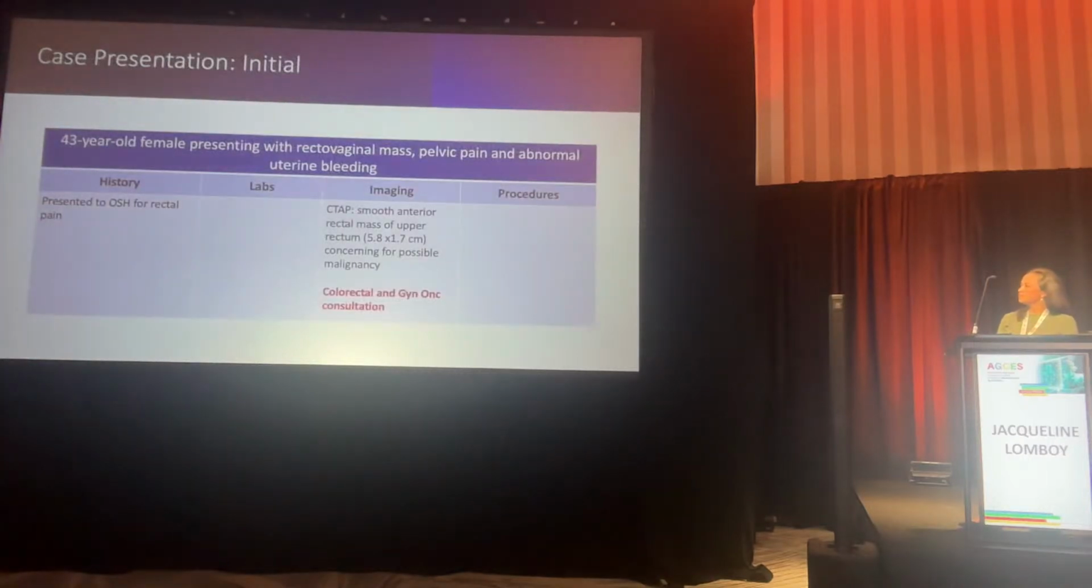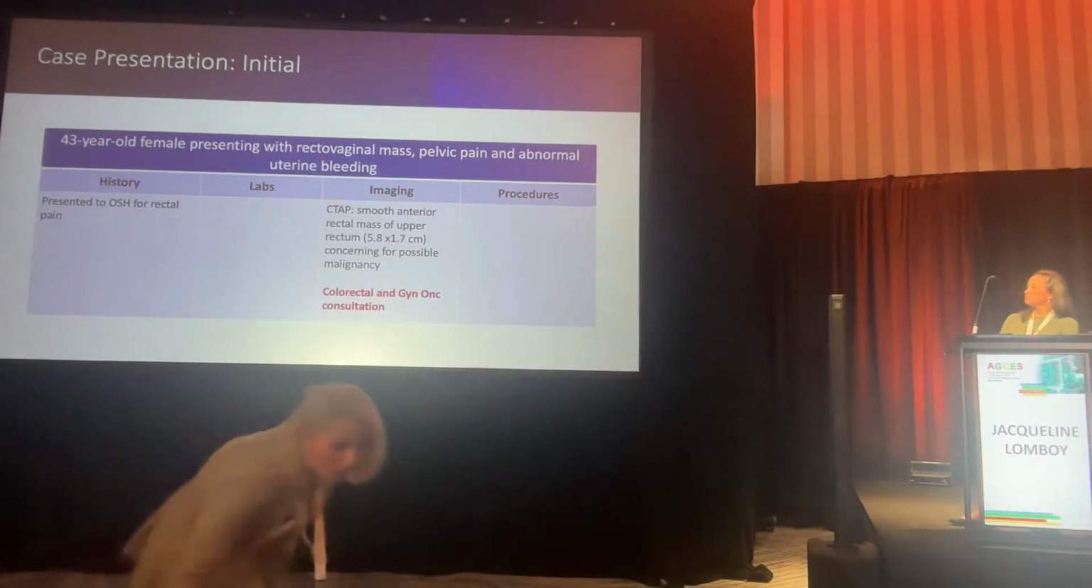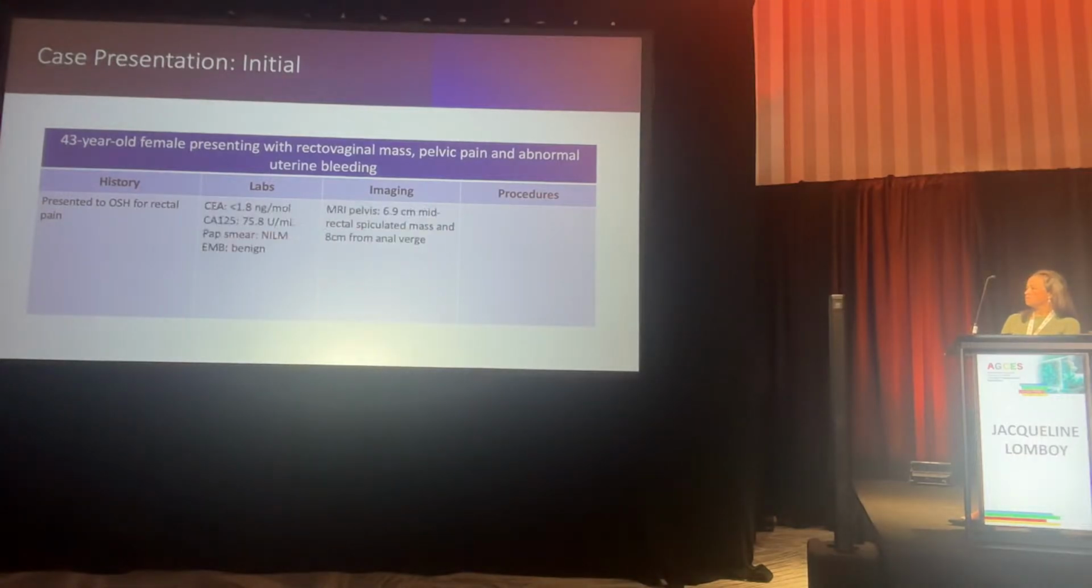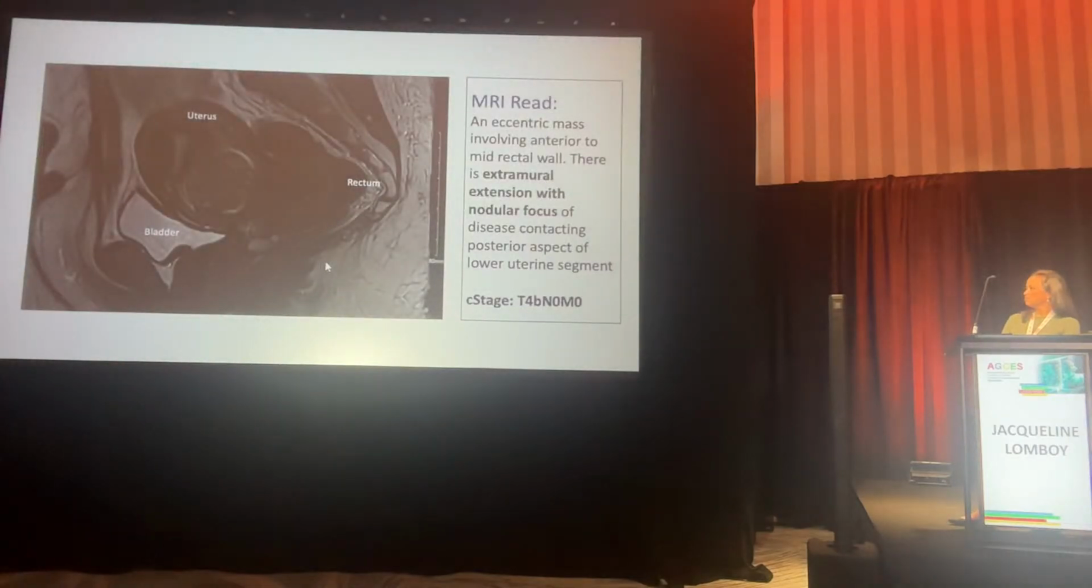This case involves a 43-year-old female who initially presented to an outside hospital with rectal pain. She was found to have a 5-centimeter rectal and uterine mass on imaging concerning for malignancy, prompting a referral to colorectal and GYN oncology. Further workup demonstrated a normal CEA and a mildly elevated CA-125. MRI illustrated a 6-centimeter spiculated rectal mass along the anterior surface of the rectum with extramural extension. She was clinically staged T4b N0.